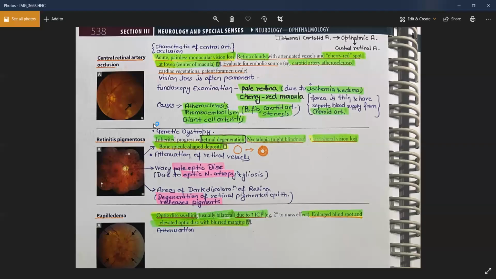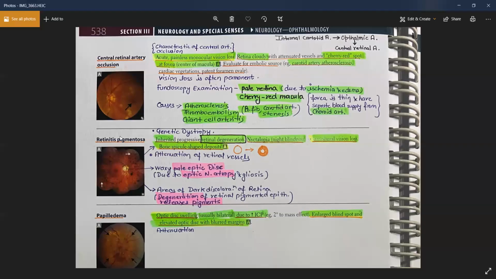So please remember, it is a genetic dystrophy or a genetic condition. It is hereditary, right? You will have damage of the pigmented epithelium and a pale optic disc. These three or four findings you must remember for retinitis pigmentosa. Any doubt? I have one question from CRAO.